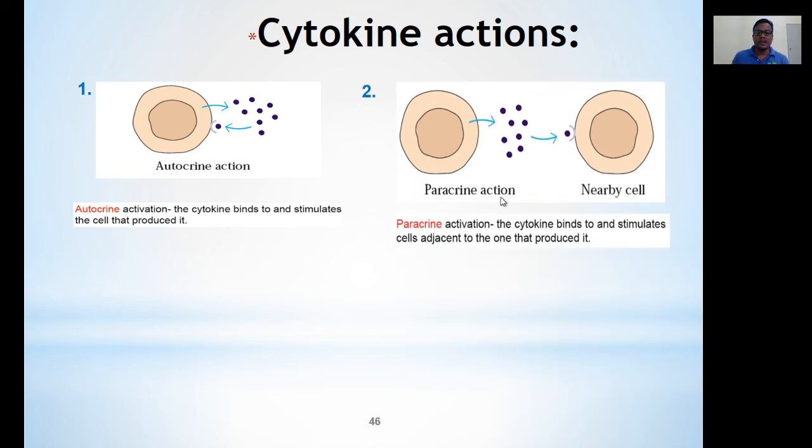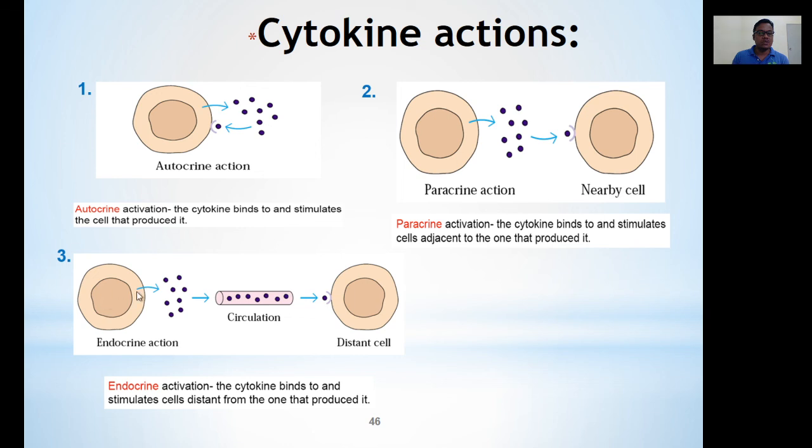Second is paracrine action. Paracrine activation is when the cytokine binds to and stimulates cells nearby to the one that produced it. So this cell produces cytokines that stimulate nearby cells. This is the paracrine action.